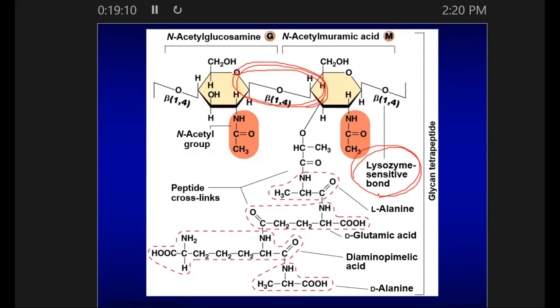And so not all, like the domain archaea, they don't have a beta-1,4 bond. And so your lysozyme wouldn't really do anything. But that's okay because we don't know of any archaea that hurt you. There's no pathogens that fall into the domain archaea. So we're good there.